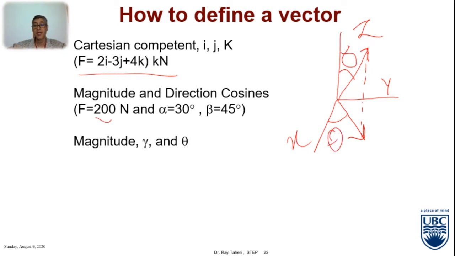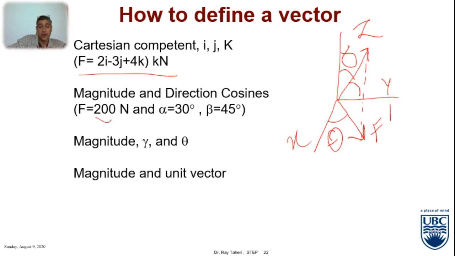This is gamma, and this is theta. In this case, obviously, you still can find the z component, which is the magnitude multiplied by the cosine of gamma. And then here, this angle is 90 minus gamma, then you have this length, which we call F prime, and F prime cosine theta is x, and F prime sine theta is the y. So still you have x, y, z components, then you get back to the same form.